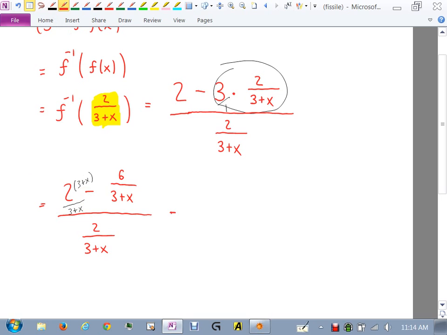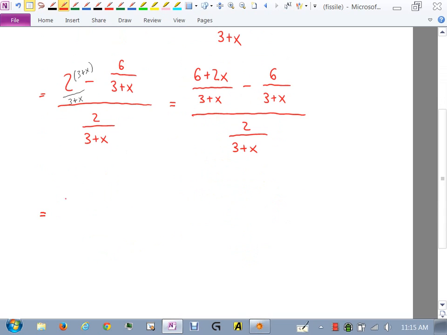Okay, let me write the next line. 6 plus 2x over the common denominator, 3 plus x, minus 6 over 3 plus x over 2 over 3 plus x. That's just distributing that 2 through here, right? And now we can put these two together. The 6's, I think, are going to go away. 6 plus 2x, then I'm going to take away 6 all over the common denominator, all over 2 over 3 plus x. Yes, the 6's are gone.